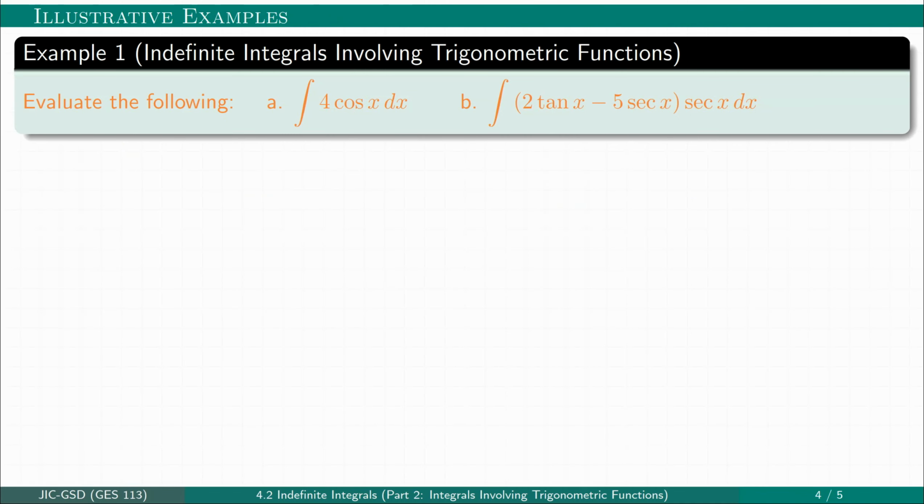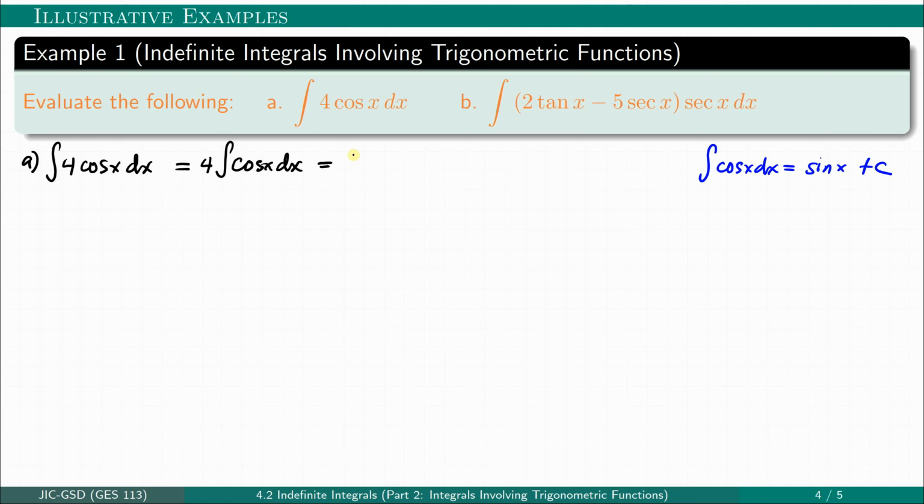Let's take our first example. So we have integral of 4 cosine x dx. As you have seen in our first episode, if you have a constant inside the integrand multiplied to a function, you can move that constant outside. So this will be 4 multiplied by integral of cosine x dx. And from our formula, recall that the integral of cosine x dx is just sine x plus a constant. So this would be equal to 4. The integral of cosine x will be sine x, and we add a constant afterwards.